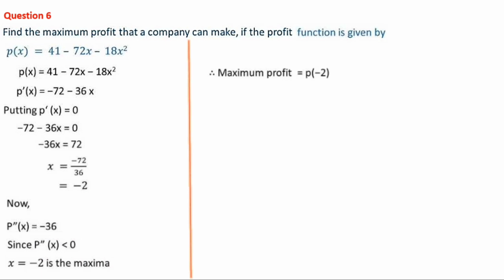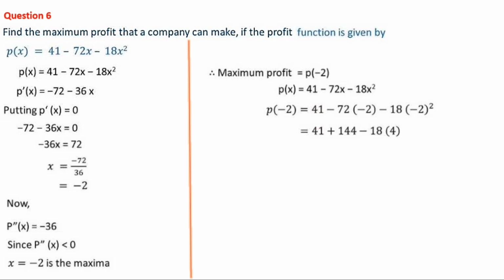And the maximum profit or the maximum value of the function will be p of x, replace and put this value minus 2, p of minus 2. So p of minus 2 when we calculate, p of x is 41 minus 72x minus 18x square. Here minus 2 we have to substitute for x. So p of minus 2 is equal to 41 minus 72 into x, replace and put minus 2, minus 18 into x is minus 2, so minus 2 the whole square in terms of x square.